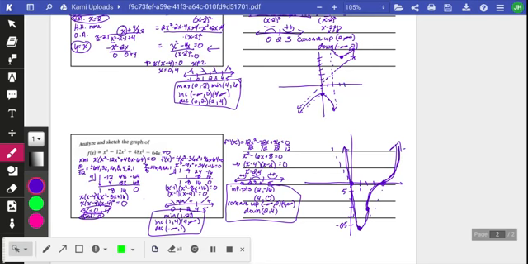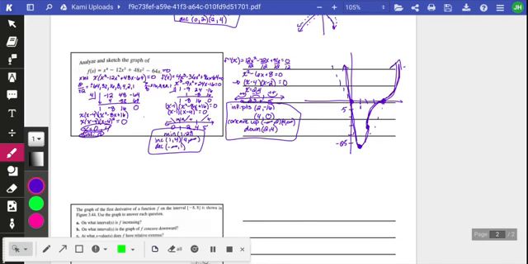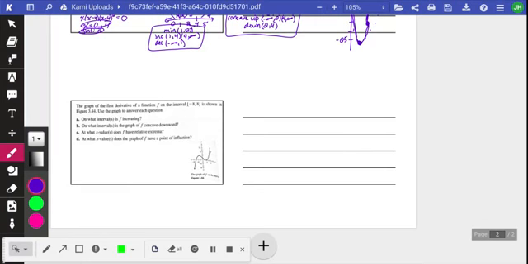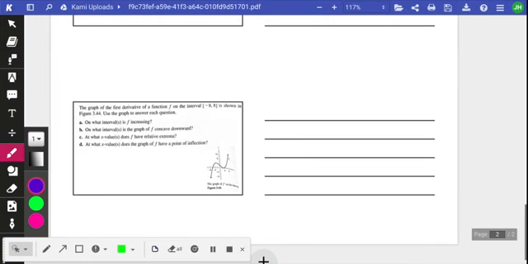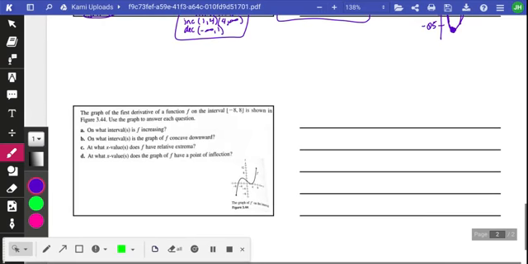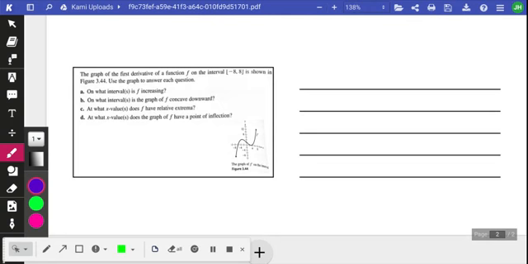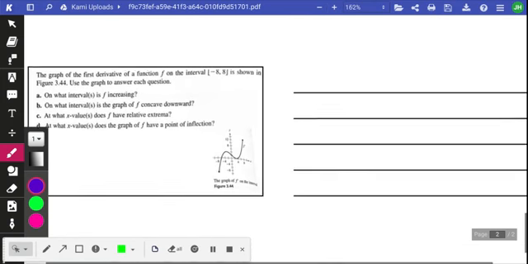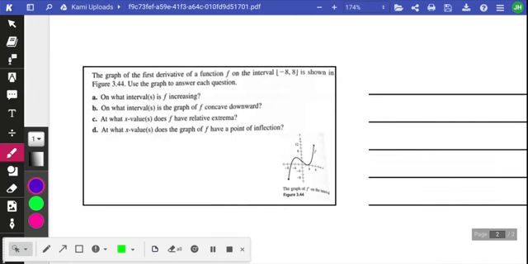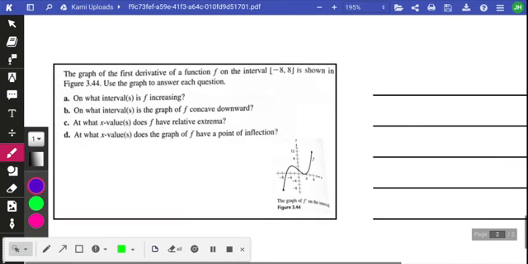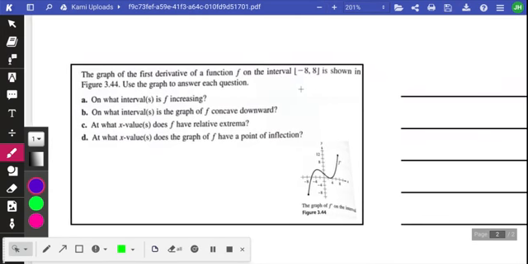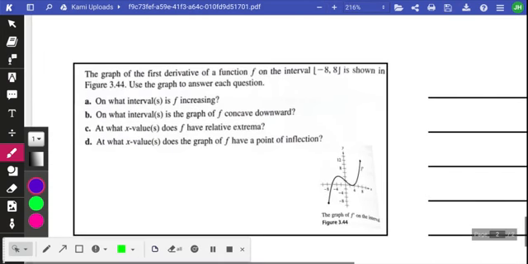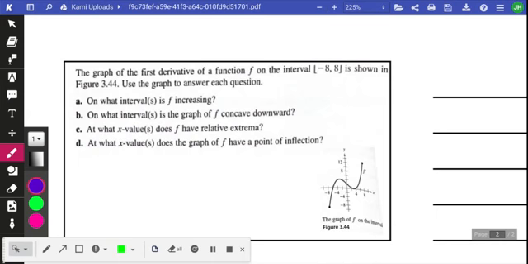Any questions on that? Okay. Last bit. Okay. So we have the graph of our first derivative of the function f on the interval negative 1 to 8. And it is shown. So we're just looking at it on that domain. Okay. So it is the first derivative. This graph is the first derivative.